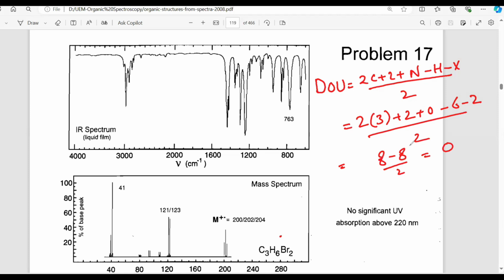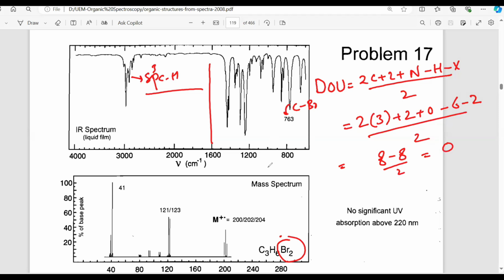It means the degree of unsaturation of this compound is 0. There would be no pi bond present in this compound. No cyclic ring, no pi bond. If you look at the IR spectrum of this compound, the IR spectrum is empty. You are getting the sp3 CH stretch. Because the compound contains bromine, the C-Br bond stretch is available over here.